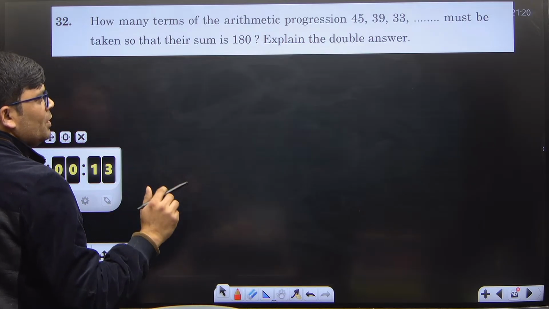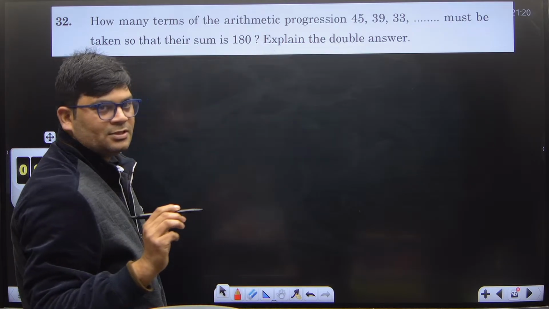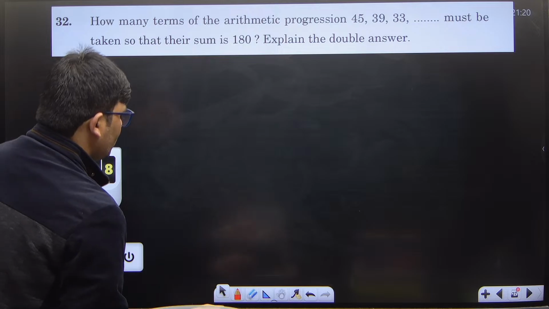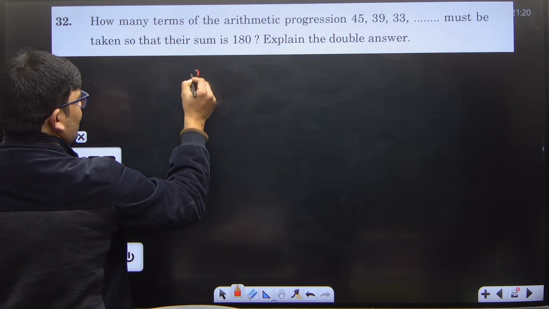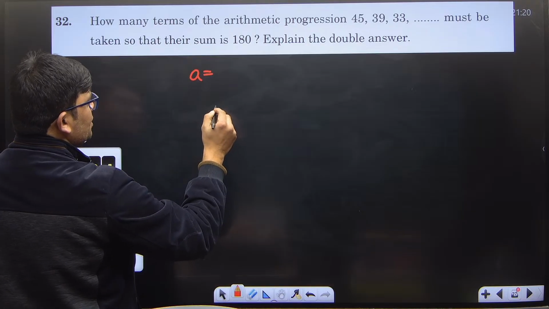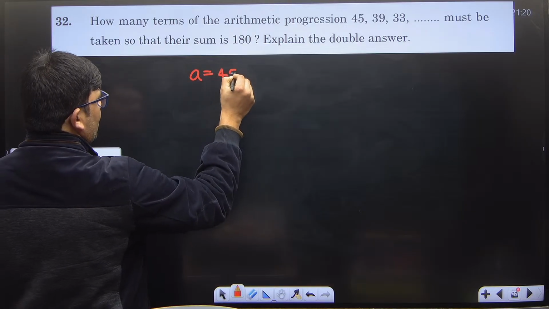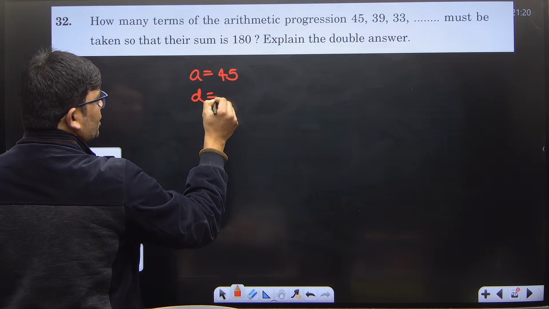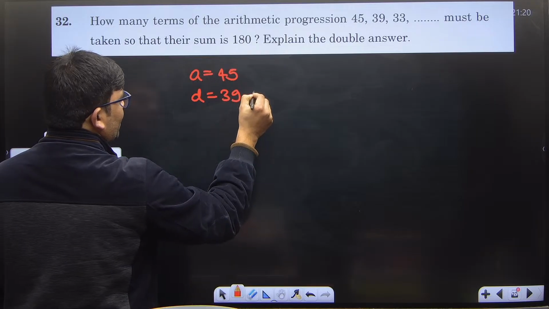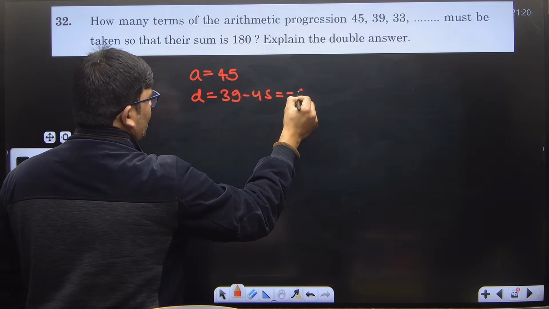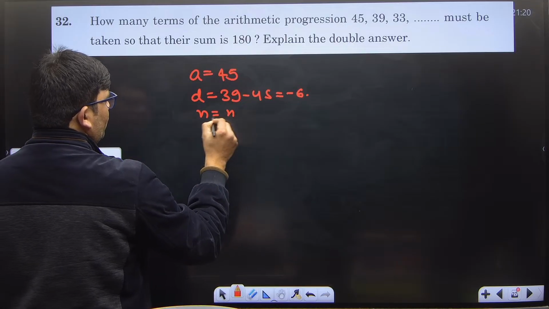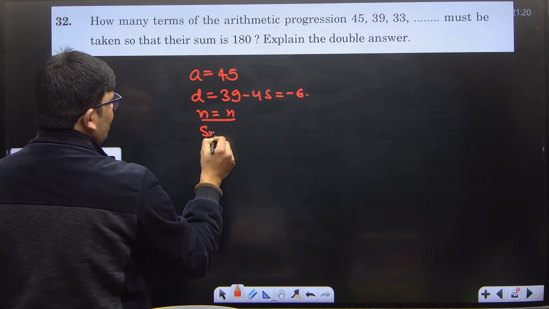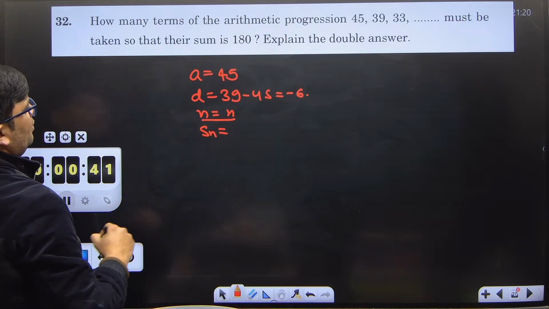Okay, let us solve, and they have asked to explain the double answer. So let us find out. Sum of how many terms means, first let us write down what are the things given to us. So a is 45. How you will write in the examination? d is, you will write 39 minus 45. Do it properly, so you will get minus 6. You need to find n. We don't know n, and Sn is given as 180.